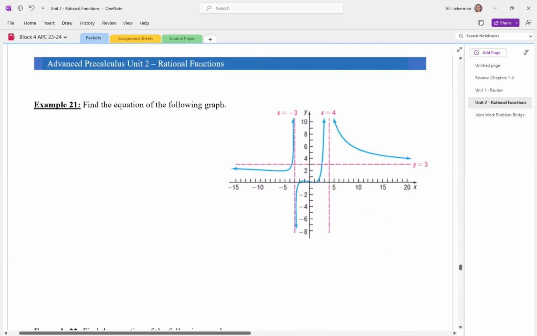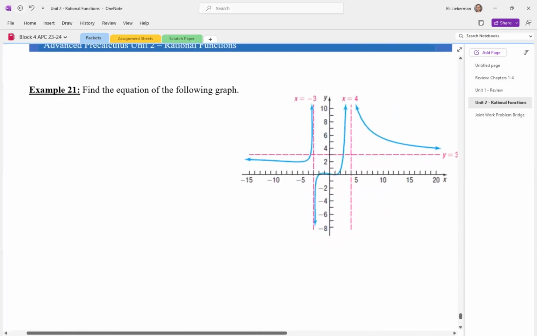Now we give you the graph. Before you do anything, I'd like you to just discuss with your neighbor, what do you need to make sure is in the ingredients for this graph? Discuss, please.